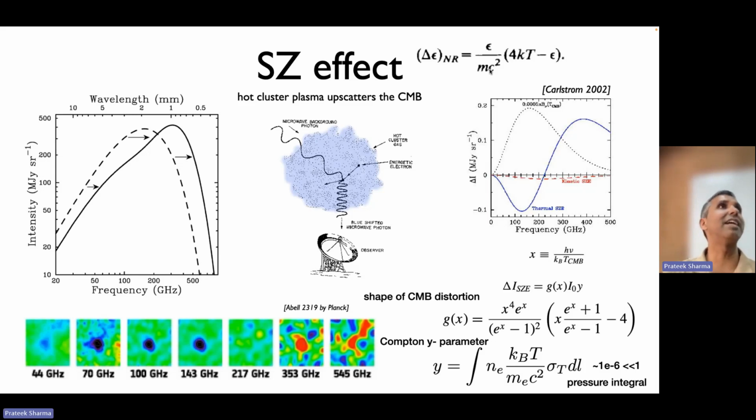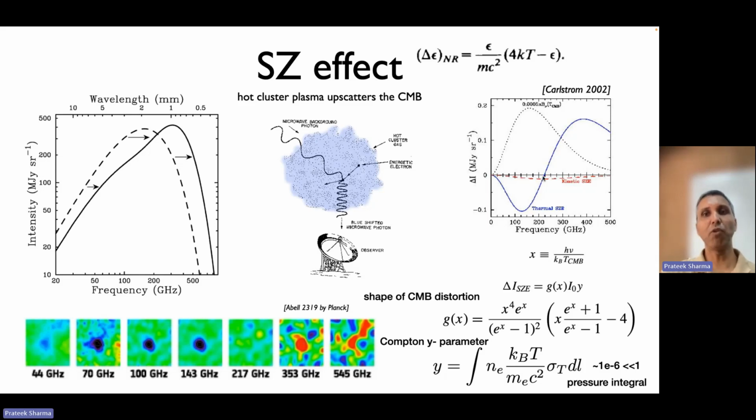4 kT by mc squared is delta E by E. So it's just integrate. Basically, this is just calculating how many collisions on average you will have for a typical CMB photon. So this is called the Compton Y parameter.